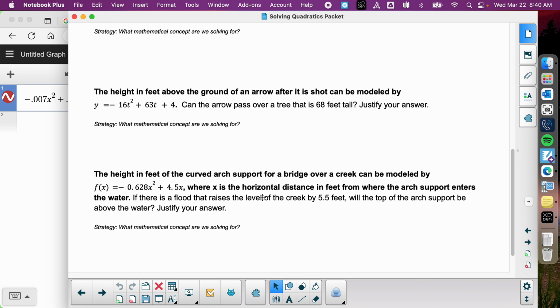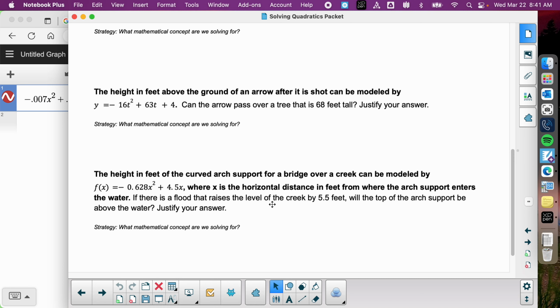And then this last one, I think, was something about flooding. The height in feet of the curved arch support for a bridge over a creek can be modeled by that. If there's a flood that raises the level of the creek 5.5 feet, will the top of the arch support be above the water? And this one, I want to say the bridge was 7 feet high in the middle. I can't remember. I know I did all of these yesterday. People came up. Was I wrong? 8? Okay, sure. So the bridge was 8 feet above the water. So if the water rises 5.5 feet, the top of the bridge will be fine.